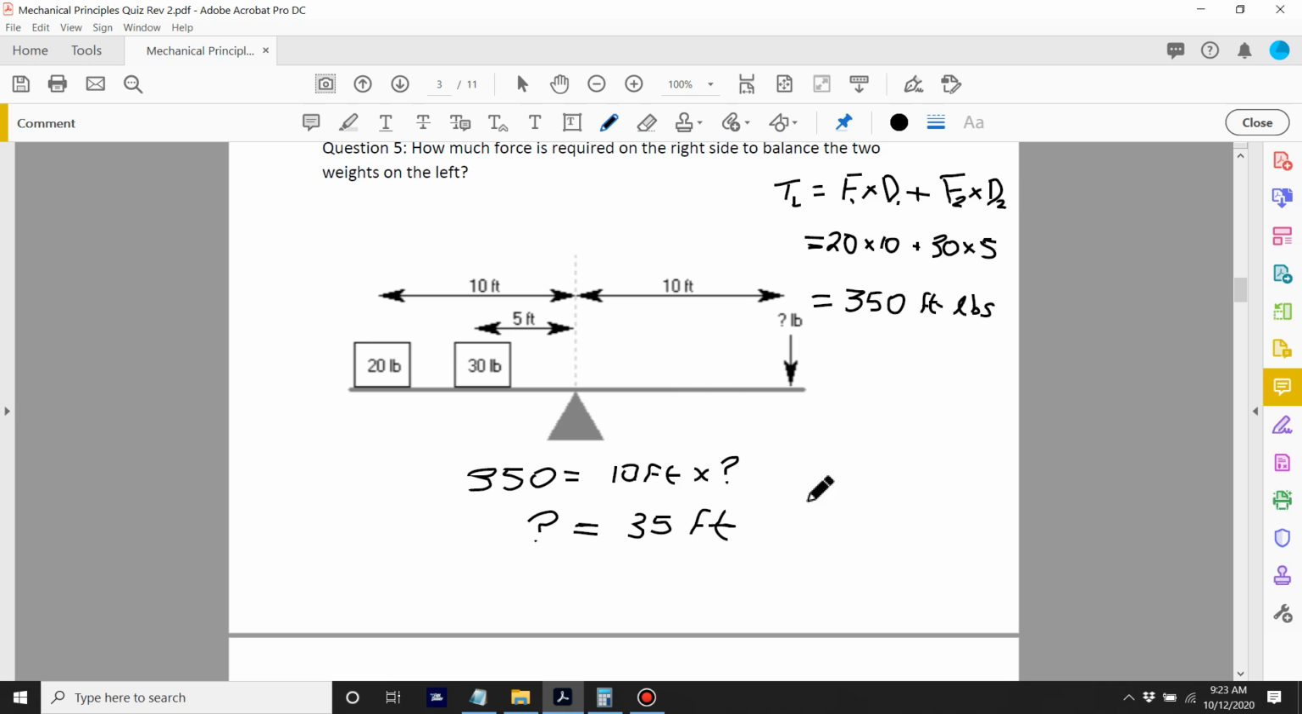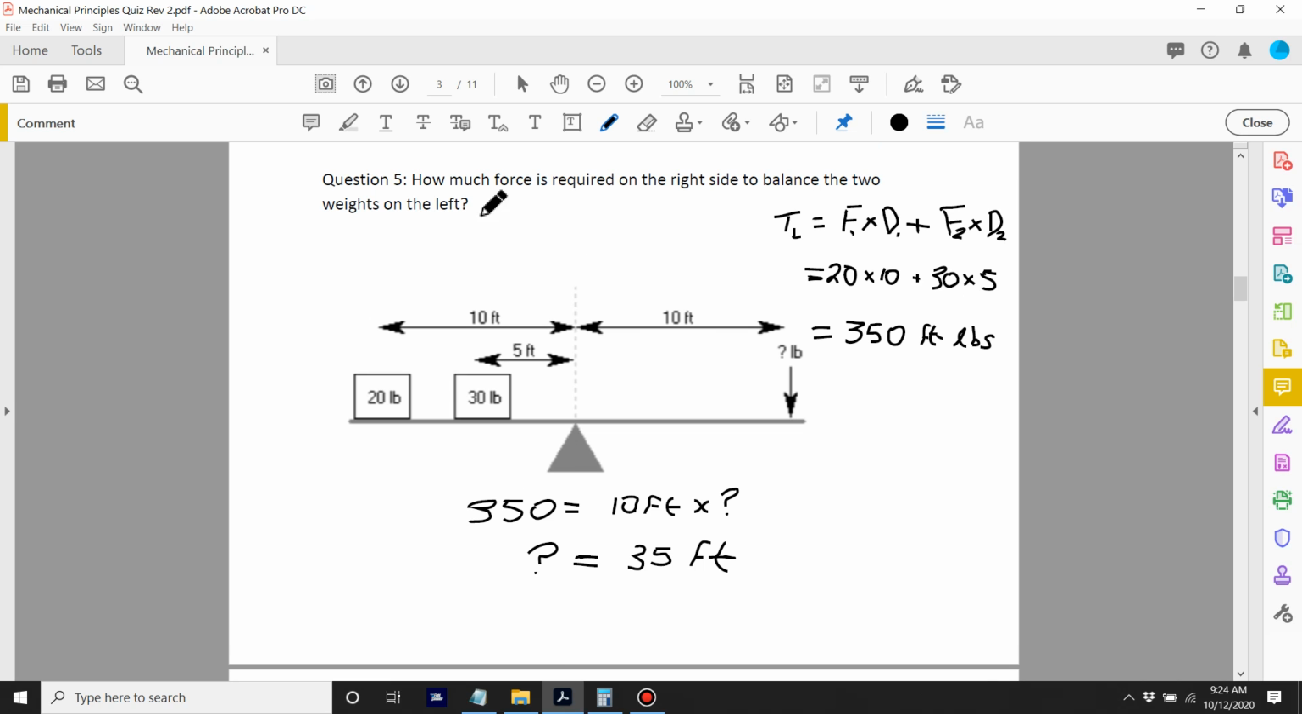Yeah, this 20 is not doing much good, being a small force. 35 foot-pounds will balance that, being that far away, 10 foot out. Yeah, that makes sense. 35 foot-pounds is the force required on the right side to balance the two weights on the left.